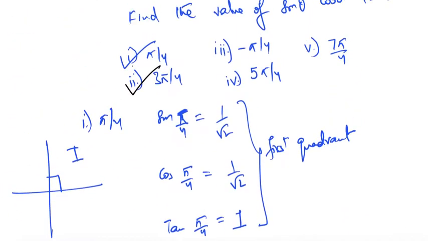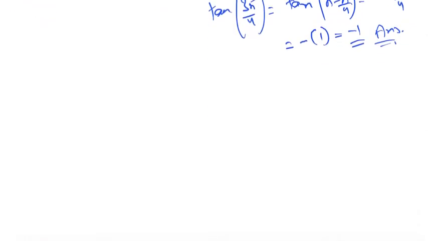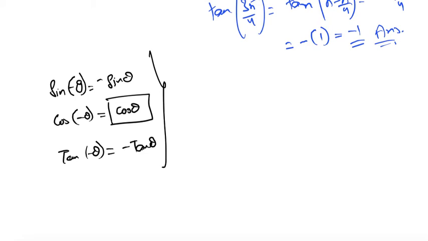Now, moving on to the next, which is minus pi by 4. Minus pi by 4 is a very interesting thing. For this, just note down the identities: sine minus theta is minus sine theta, cos minus theta is cos theta, this is important, and tan minus theta is minus tan theta. These are the identities that we usually understand through the unit circle. Okay, no worries.